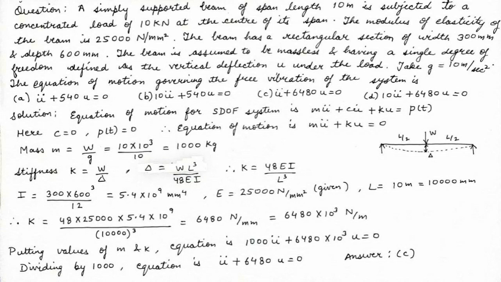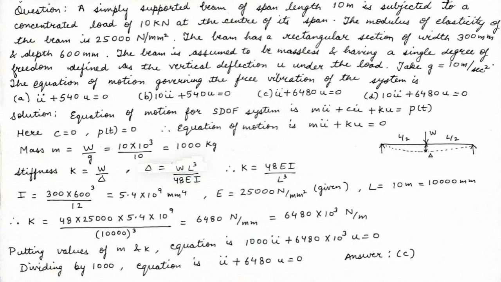The equation of motion governing the free vibration of the system is option A, u double dot plus 540 u is equal to 0. Option B, 10 u double dot plus 540 u is equal to 0. Option C, u double dot plus 6480 u is equal to 0. Or option D, 10 u double dot plus 6480 u is equal to 0. Now we will solve the question.